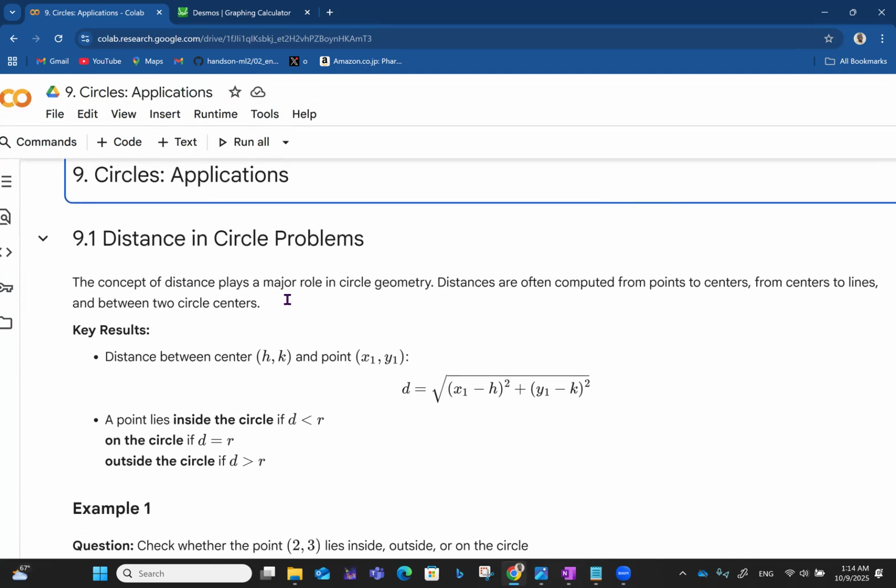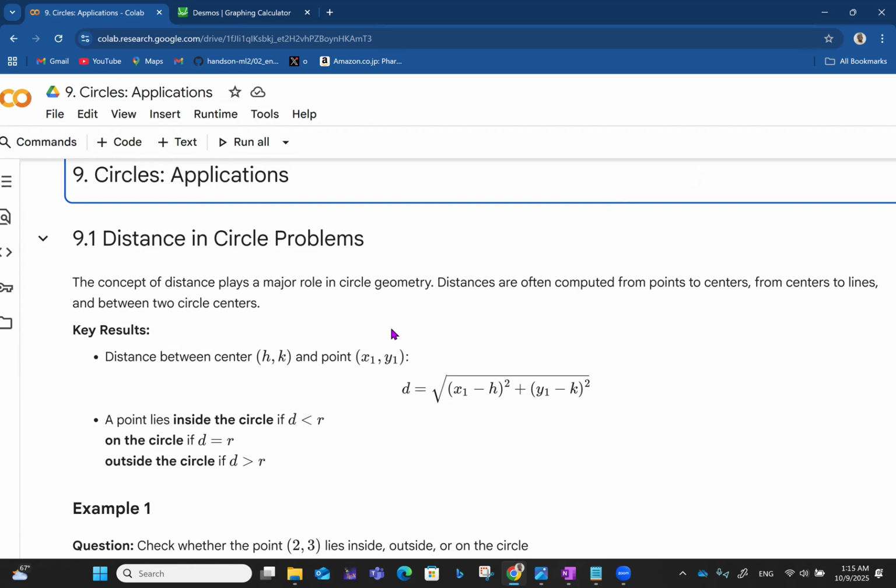First of all, we can talk about distance in circle problems. The concept of distance plays a major role in circle geometry. Distances are often computed from points to centers, from centers to lines, and between two circle centers. In the last video, we talked about the length of a chord to the center of a circle, or the length of the tangent itself from an external point.